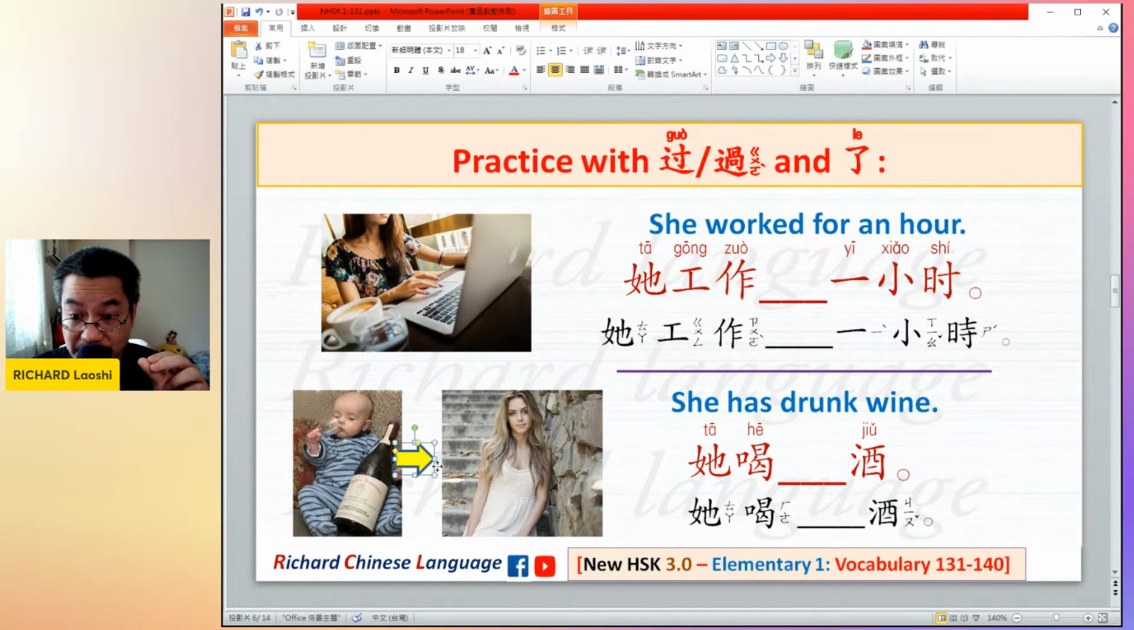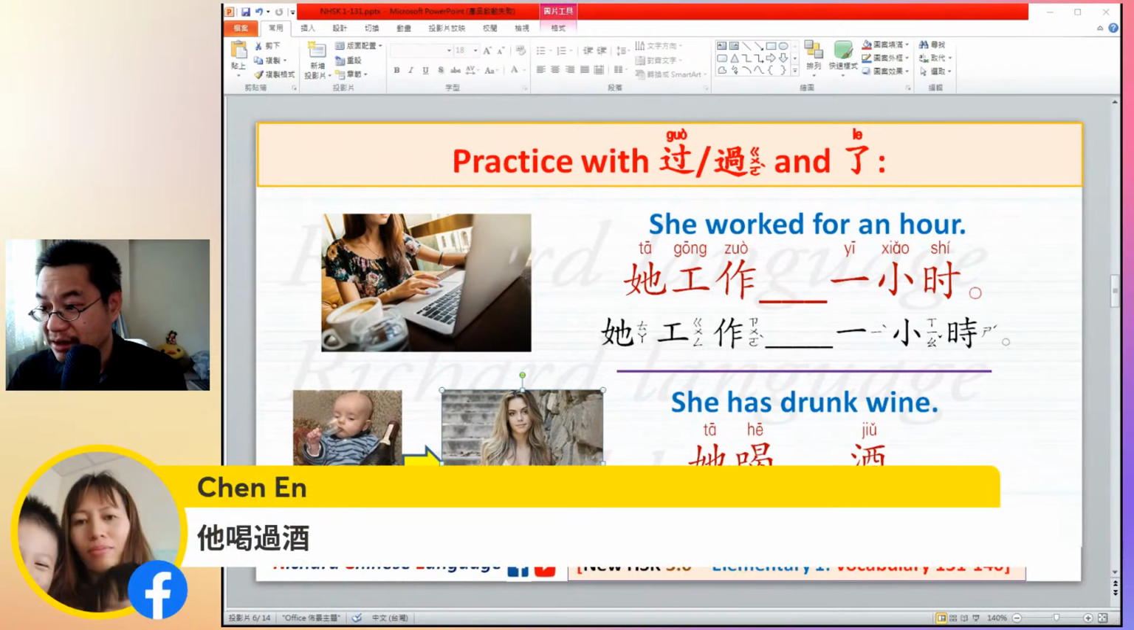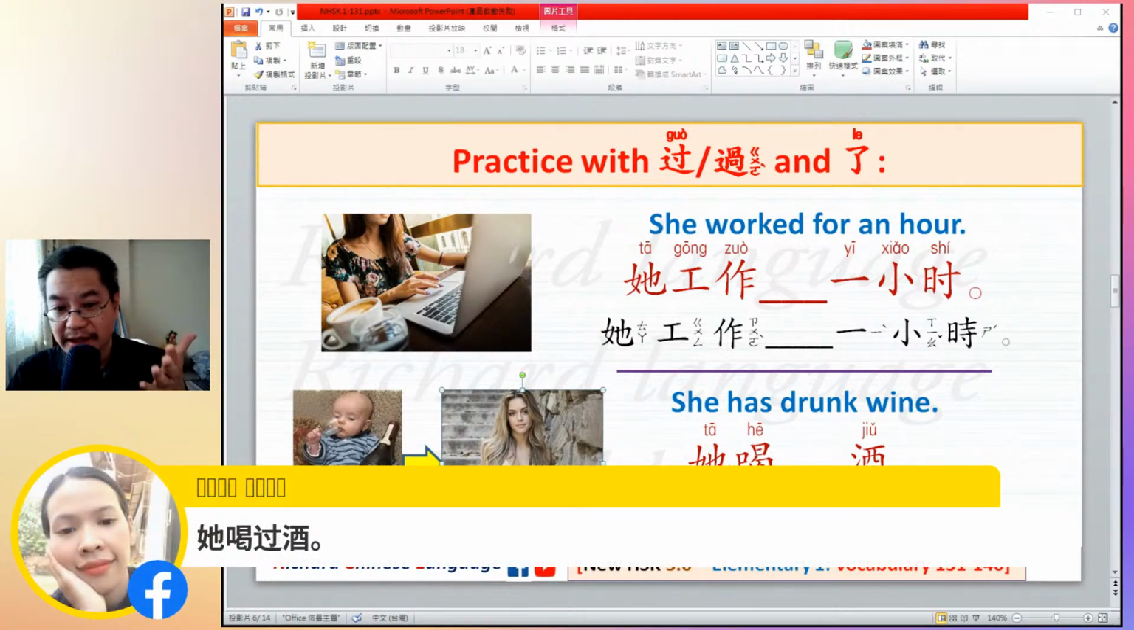So what should we use here? You see, when the young lady was a baby, she drank wine. And now she isn't drinking wine. So what's the answer? Okay, ancient. 她喝过酒. Oh, you're talking about a previous experience. When she was a baby, she did it, right? Very good. Okay, 她喝过酒. Very good.